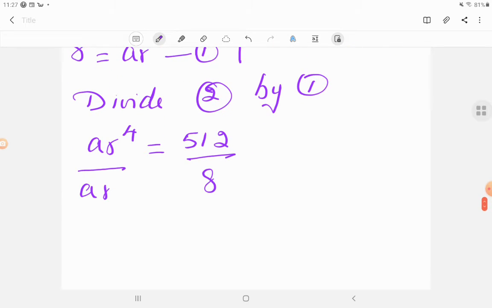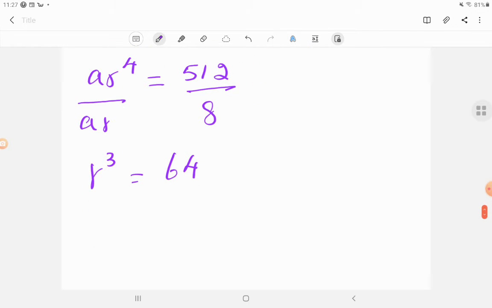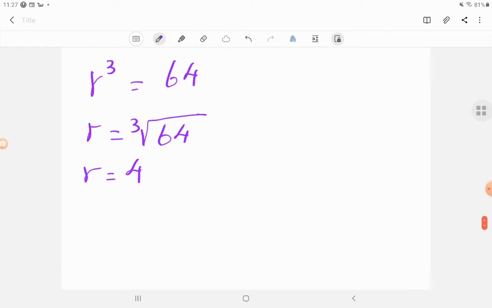Now when you divide, ar to the power of 4 divided by ar, a divided by a is 1, and r to the power of 4 divided by r, applying the index laws, gives you r cube, which is equal to 512 divided by 8, which gives you 64. So therefore r cube is equal to 64. So r is equal to the cube root of 64. What is the cube root of 64? r is equal to 4. So the common ratio is 4 here.